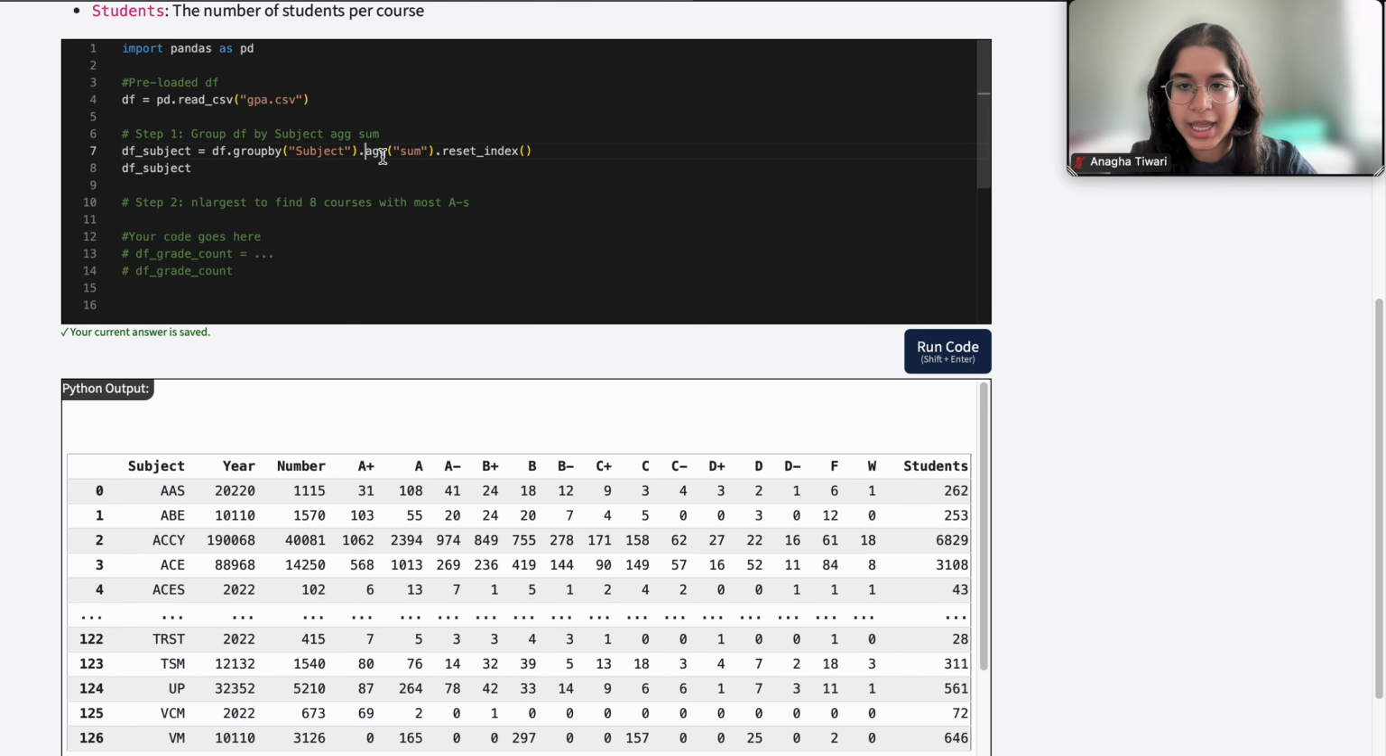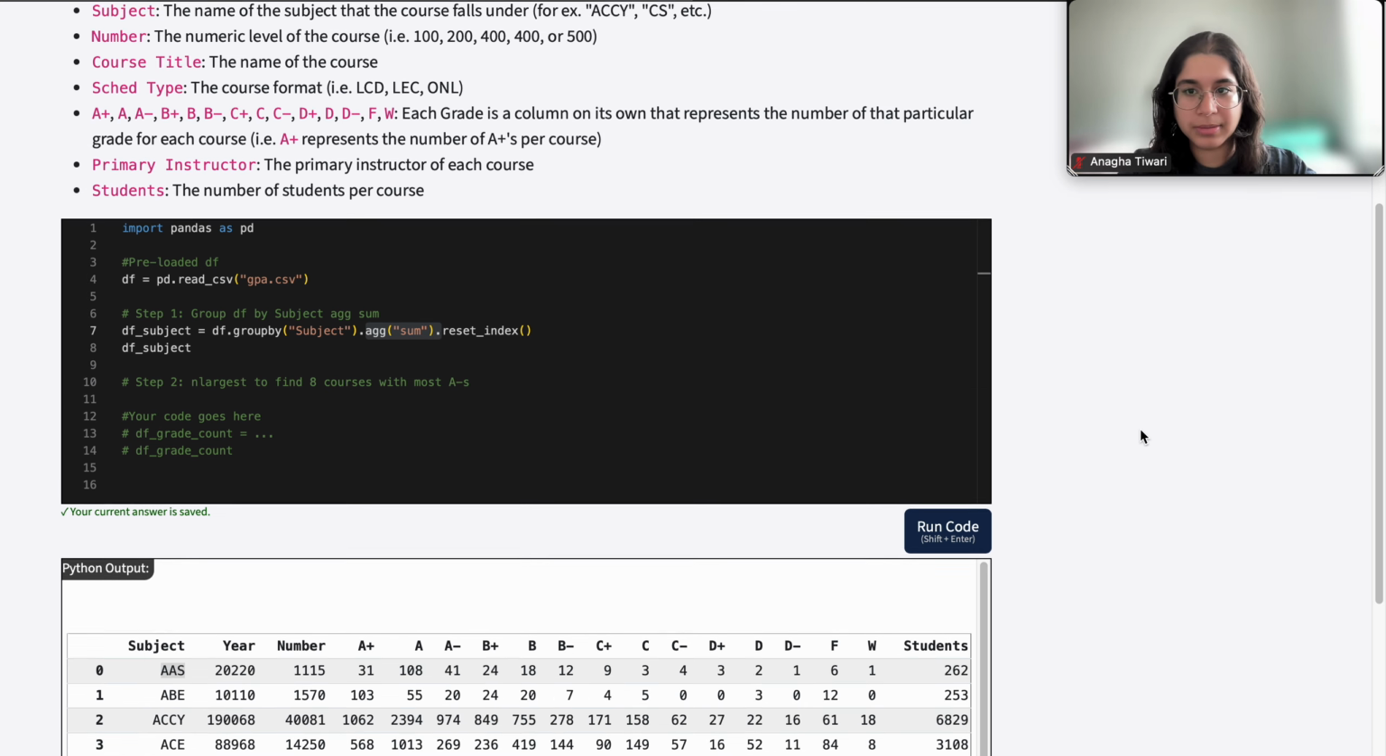We're aggregating by subject, so each row represents a different subject, and that makes sense, right? That's what we want. And when we aggregate by sum, basically what these totals show are the respective sums for each of these columns for each subject. So for example, whenever we see a row that belongs to AAS as its subject, we're just summing up all of the values that we see in all these numerical columns, like year, number, A plus, A, and so on. That's why some of our columns are missing, right?